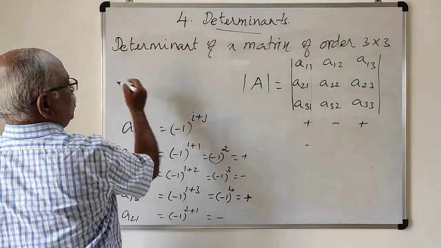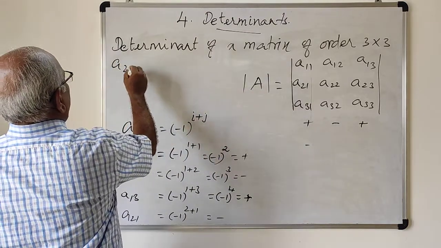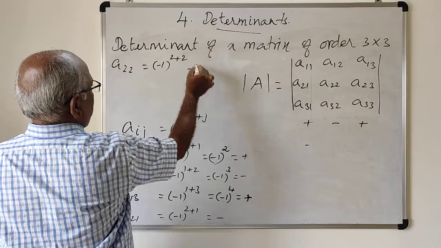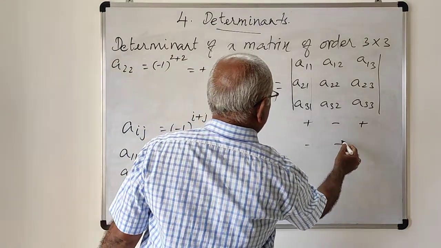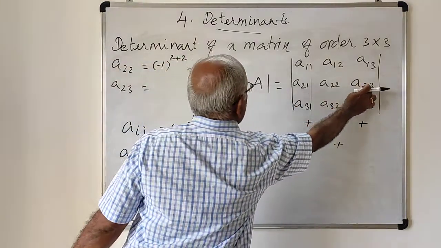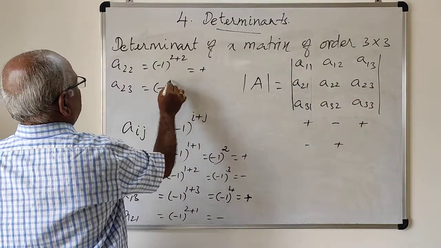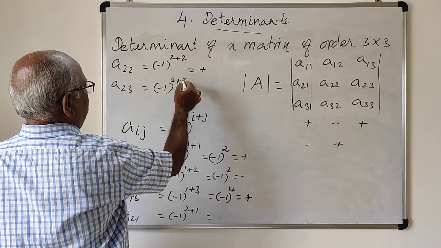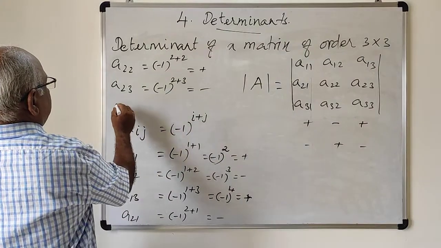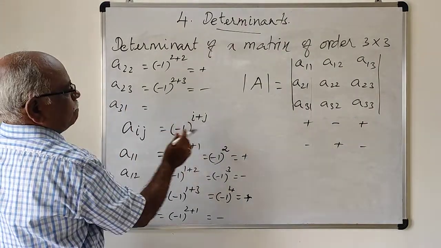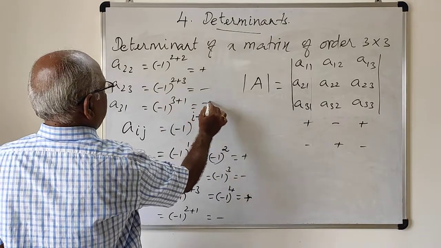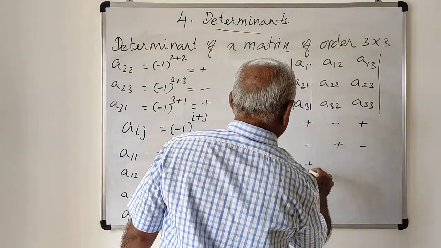Next, A22. A22 is minus 1 power 2 plus 2, even. 2 plus 2 is 4, therefore plus. Therefore, this is plus. Next, A23. The sign of the element A23 is minus 1 power 2 plus 3, minus 1 power 5, odd, therefore minus. Next, A31, minus 1 power 3 plus 1, even, this is plus.